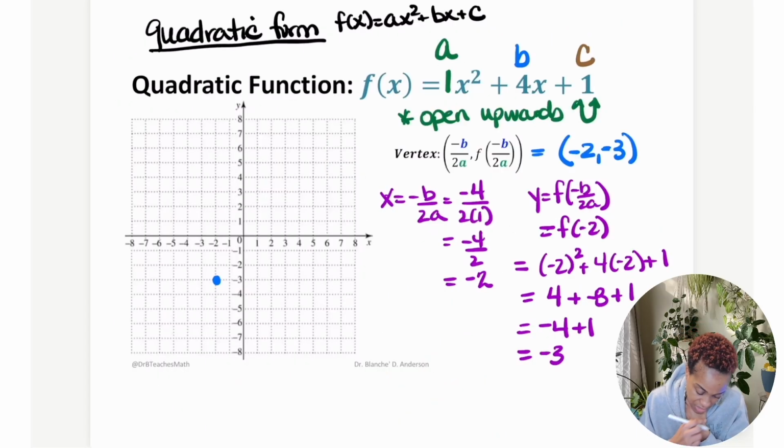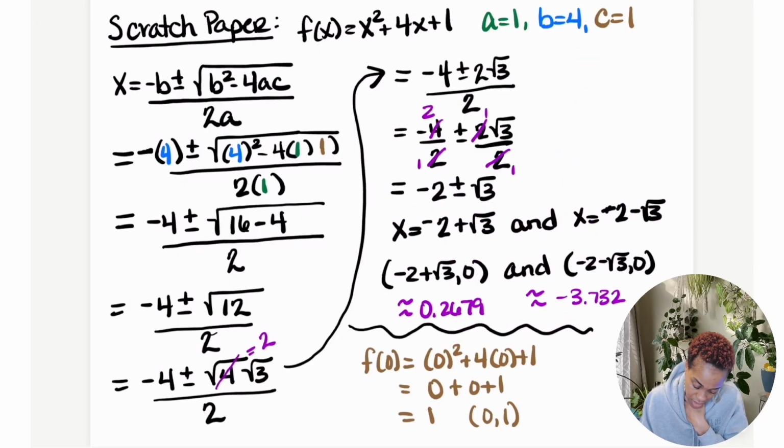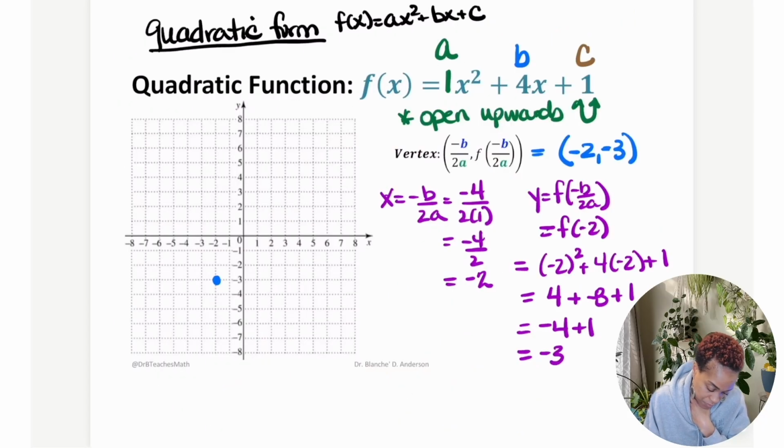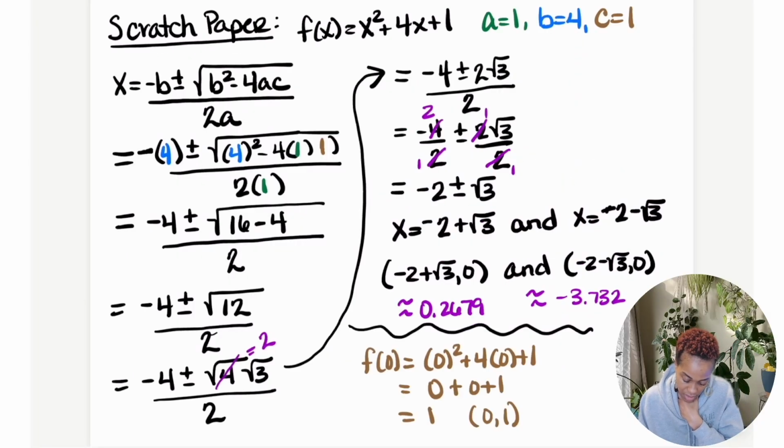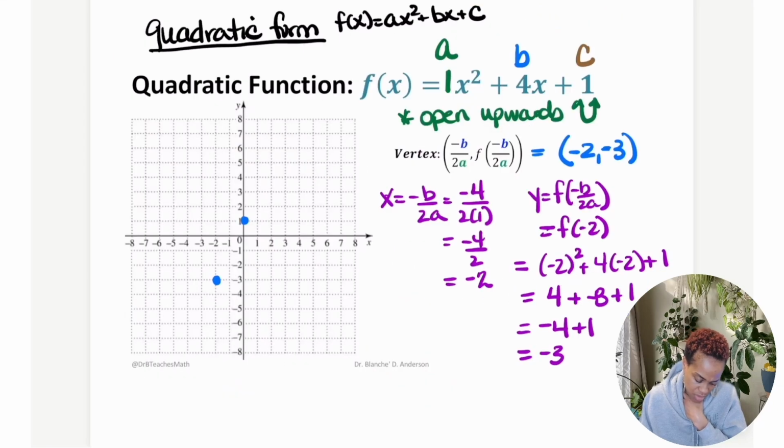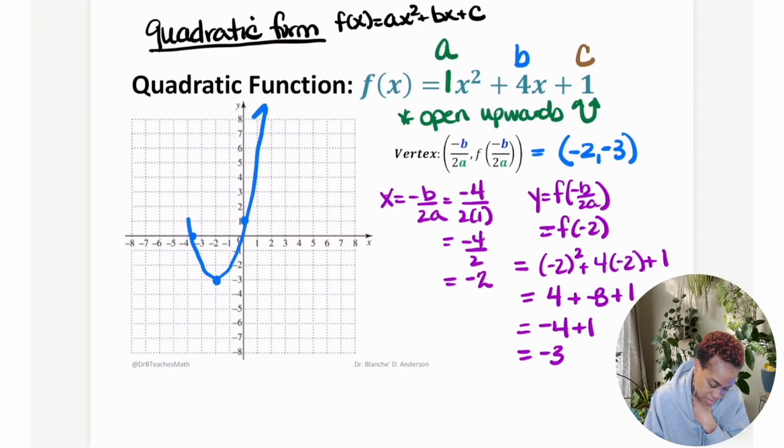But we're just guesstimating. Our y-intercept was 0, 1. So when x is 0, y is 1. So that's going to be one leg of it. And then the other, we have negative 3.732. That's almost 4, so we're going to guesstimate right in between the 3 and the 4. So really, this graph is going to look something like this.